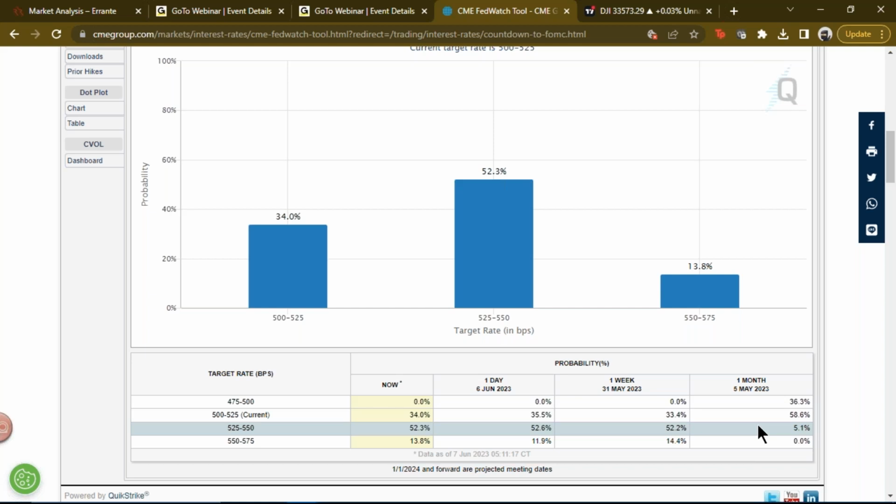That ISM data fell from 51.9 to 50.3, so holding just north of that 50 boom-bust area, the level which denotes expansion and contraction. With the exception of December 2022, it is actually the weakest reading since May 2020, undershooting the consensus estimate of 52.4 as well. The internals were weak, with slower growth in new orders and business activity, and interestingly and importantly, lower prices paid.